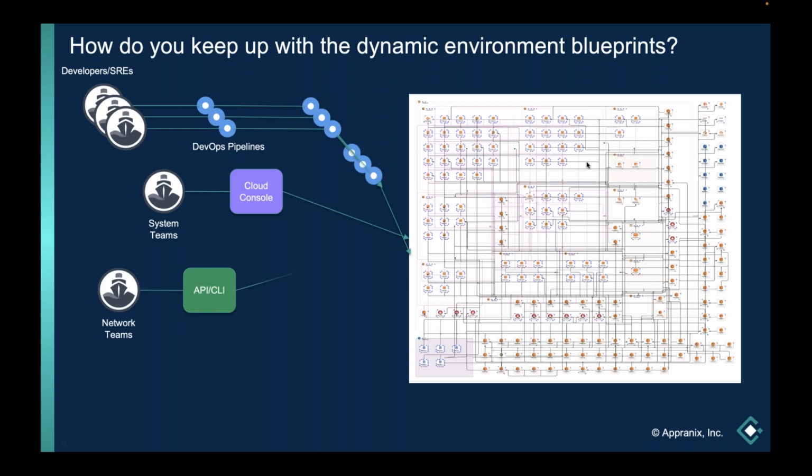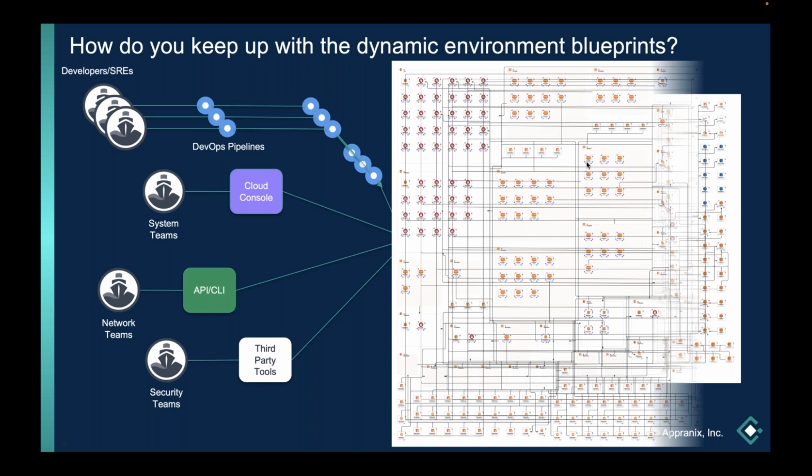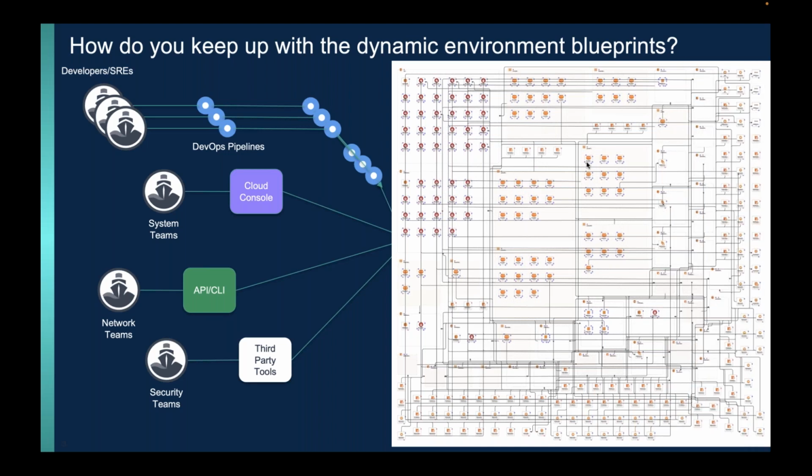So all kinds of changes happen, and network teams might come in through the API CLI mechanism because they are comfortable with API or CLI. Through scripting mechanism, they might change a section of your network to allow certain things for the application teams, right? And then third-party tools modify your environment as well.